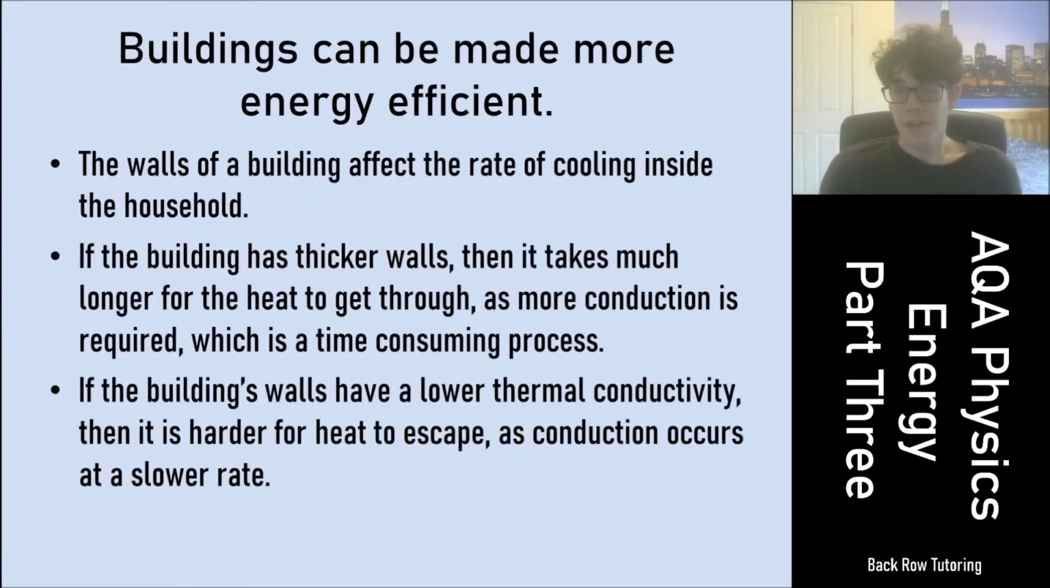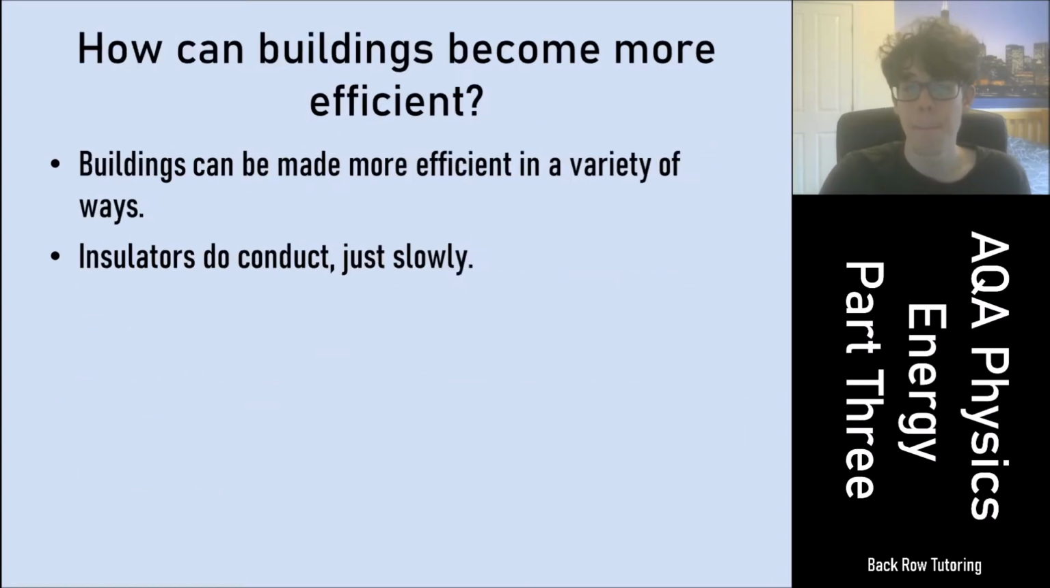The walls of a building affect the rate of cooling inside the household. If the building has thicker walls, then it takes much longer for the heat to get through, as more conduction is required, which is a time-consuming process. If the building's walls have a lower thermal conductivity, then it's harder for heat to escape, as conduction occurs at a slower rate. So, if you have more insulative walls, and insulation has obviously low conductivity, then the building will retain the heat inside for longer. So it requires less energy to be converted into heat, and that makes the building more efficient.